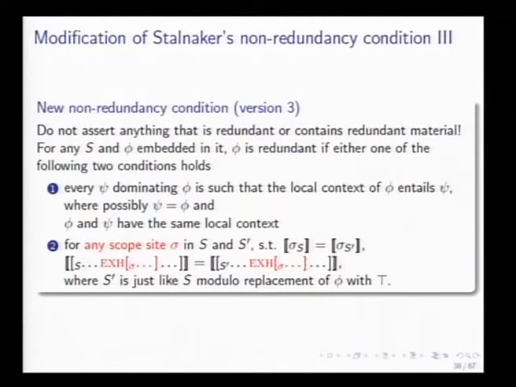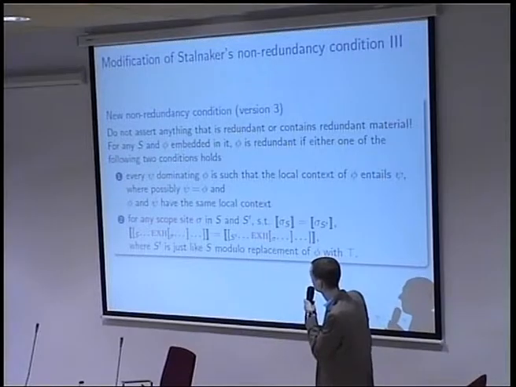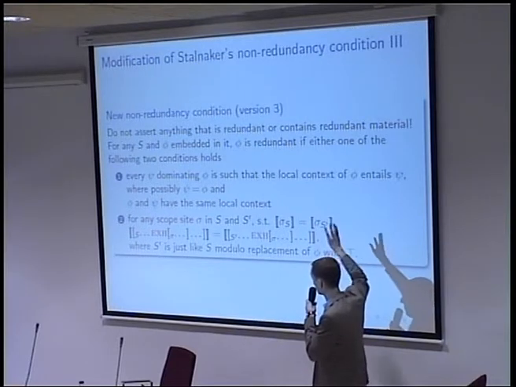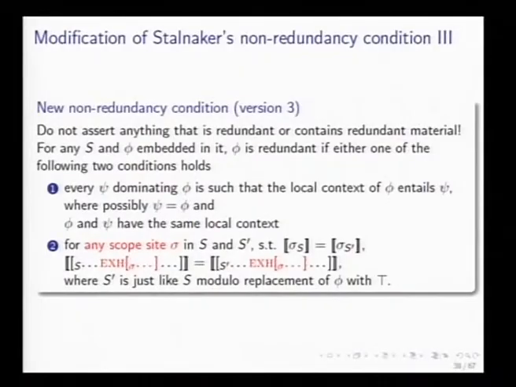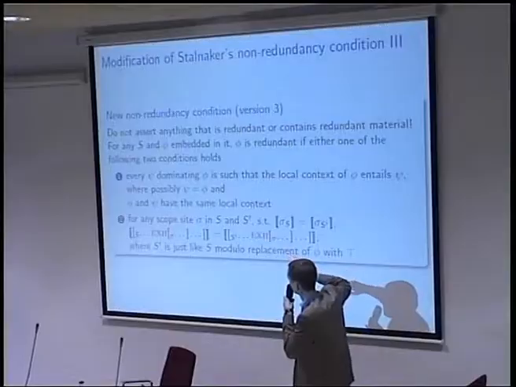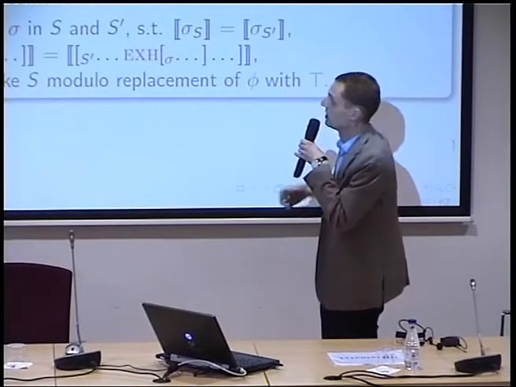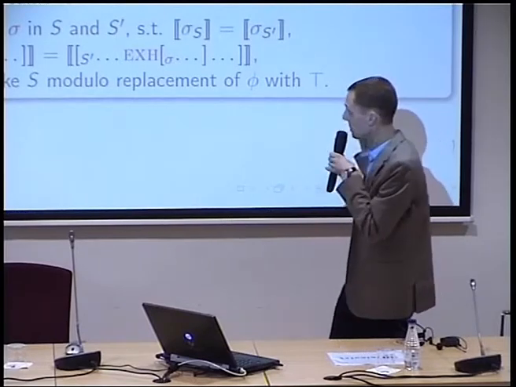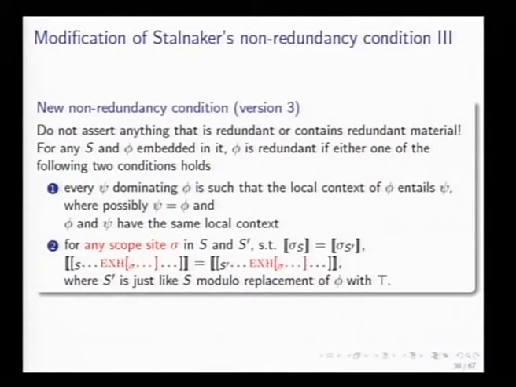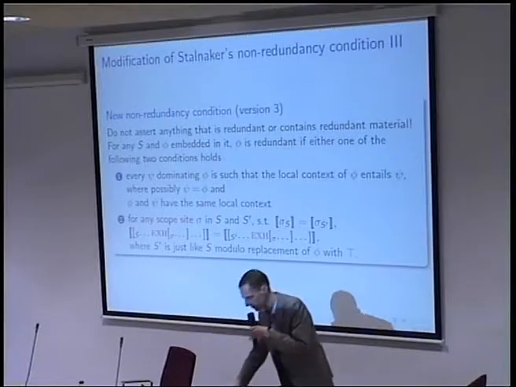And here again, the more refined version of the new non-redundancy condition. Everything stays the same as before. The only thing that differs is now that we quantify our possible scope sites in our second subcondition. That means, in a given sentence S, a material phi is redundant if for any scope site sigma in sentence S and its competitor sentence S prime, such that the interpretation of the scope site in S and the parallel scope site in S prime are equivalent, it holds that the meaning of the whole sentence with local exhaustification in S is equivalent to the meaning of S prime with local exhaustification at sigma.